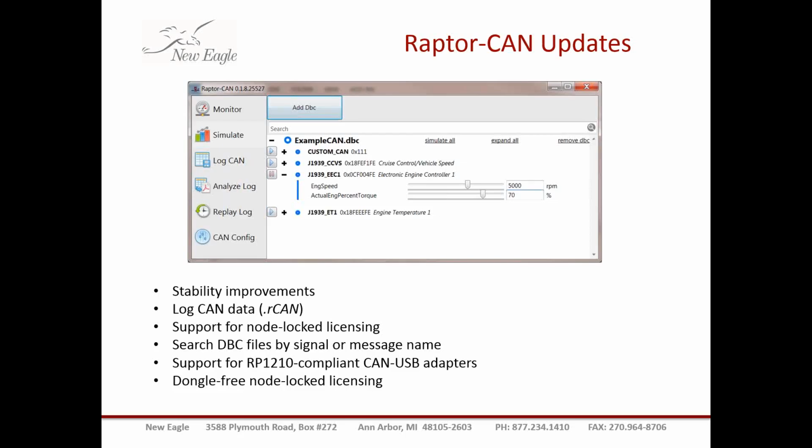We loaded in a J1939 DBC with hundreds of messages and realized we needed to be able to find things easily. We added RP1210 support recently so that you can use it with standard vehicle data link adapters.